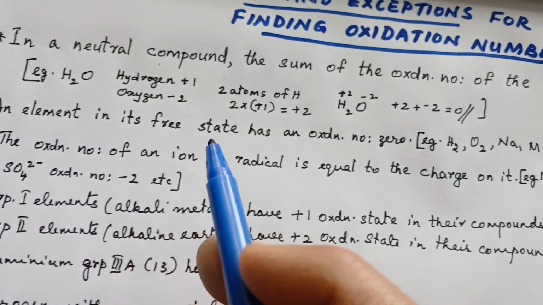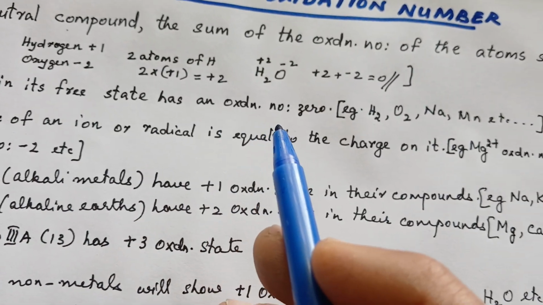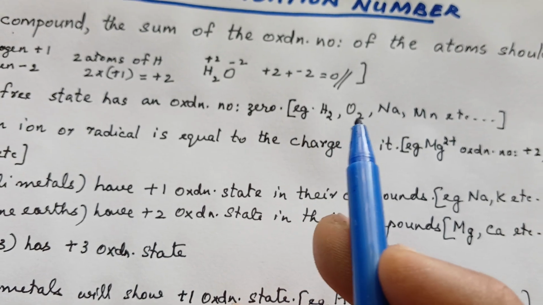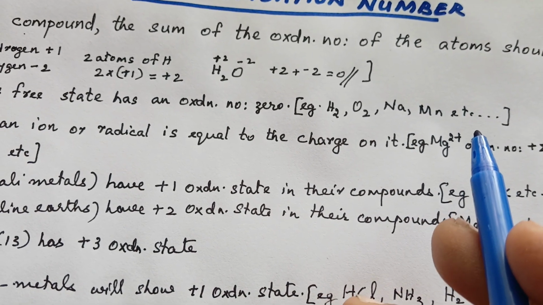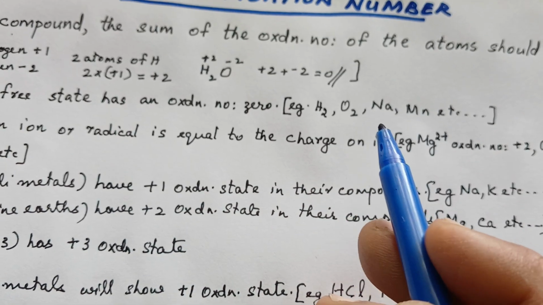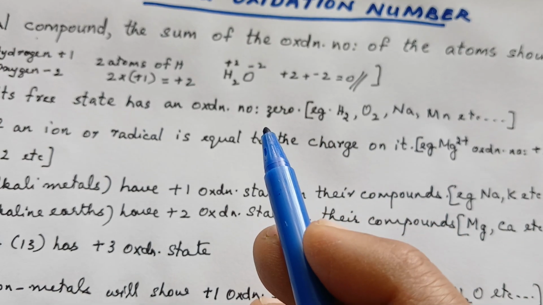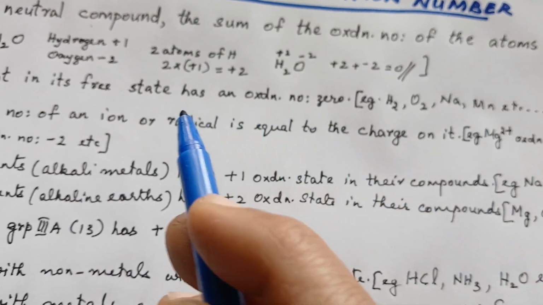An element in its free state has an oxidation number 0. Example, in hydrogen, oxygen, sodium, manganese, etc. If they are not in a combined state, in their uncombined free state, they will be having 0 oxidation number or oxidation state.